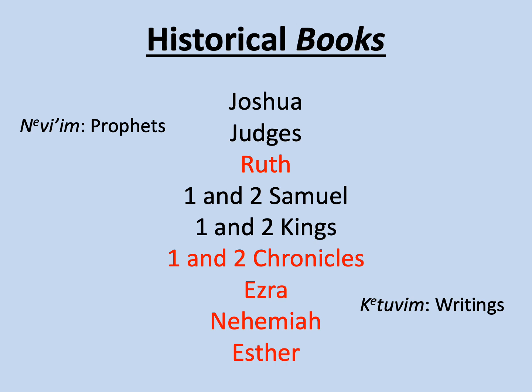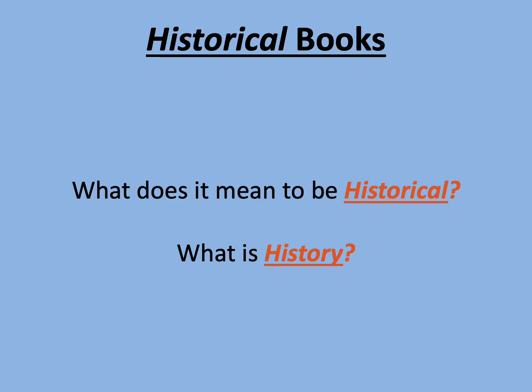However, in this class, when we say historical books, we're using the English designation, which involves everything from Joshua through Esther, in the order that we find them in our English Bibles, understanding that they are found elsewhere in the Hebrew Bible. Now that we have clarified what exactly we mean by the historical books, we need to ask the question, what do we mean by historical? What exactly is history? And what does it mean that a writing is historical?